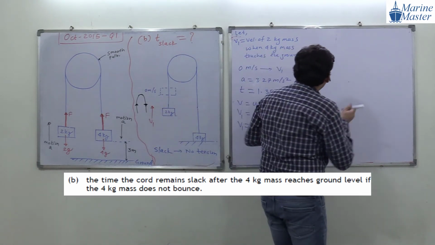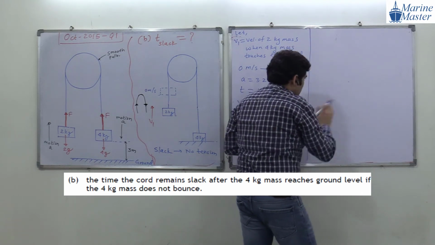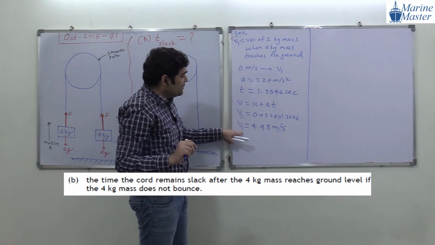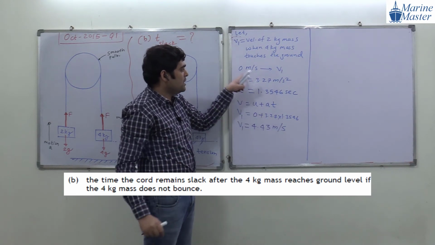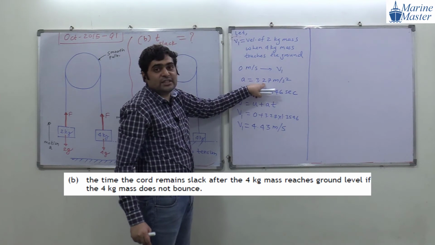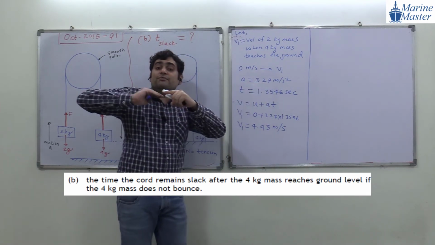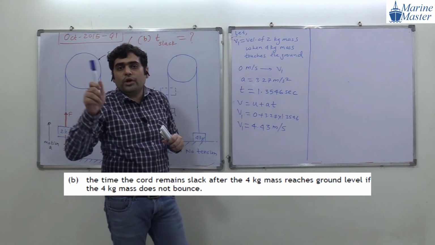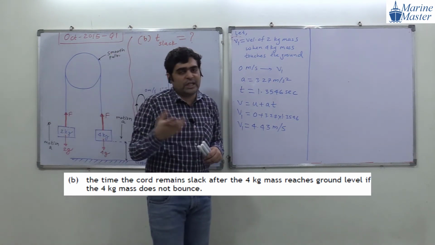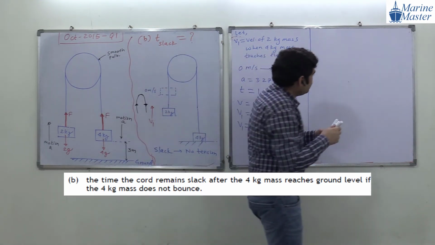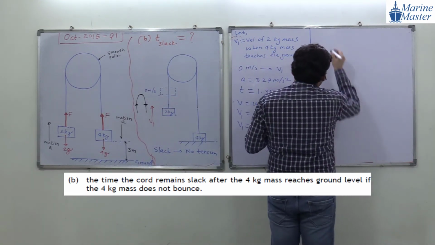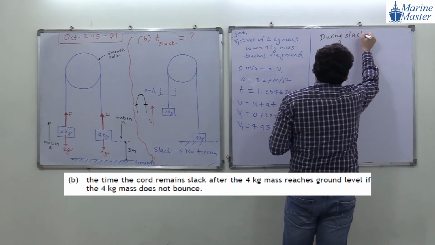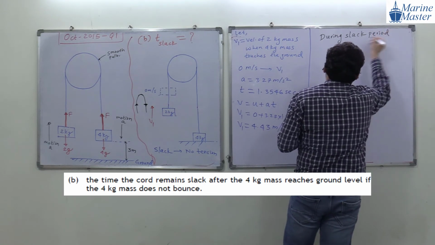So during the slack period, try to see the scenario here. Up to reaching v1, we have acceleration 3.27. But after achieving v1, we have to follow a different equation, because there is only gravitational force and no tension here. So now, the next point is during the slack period.